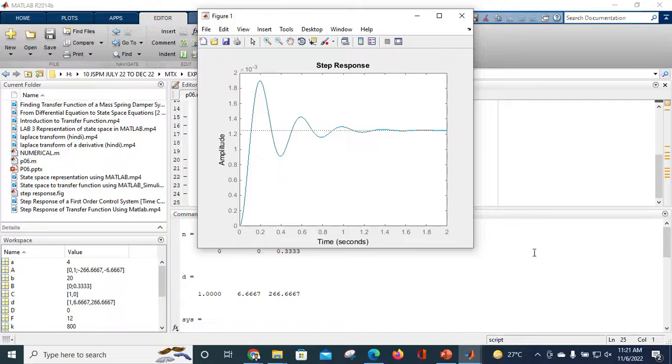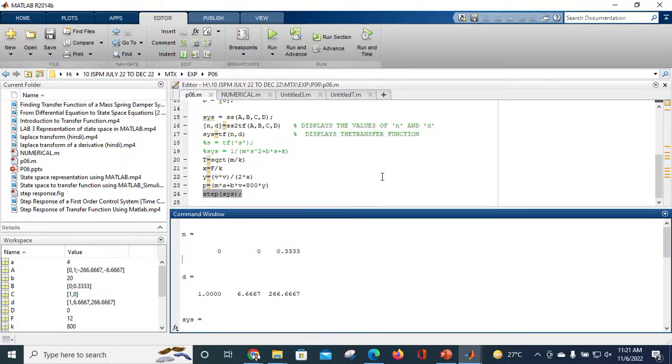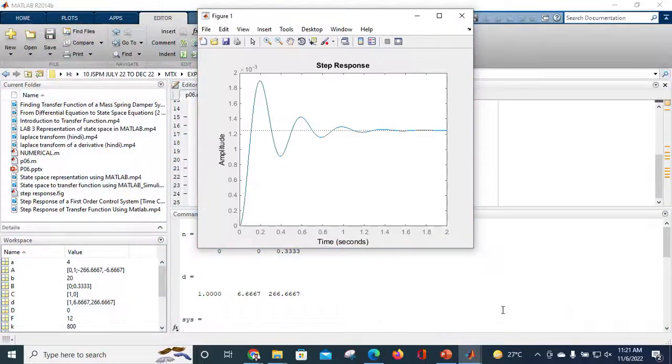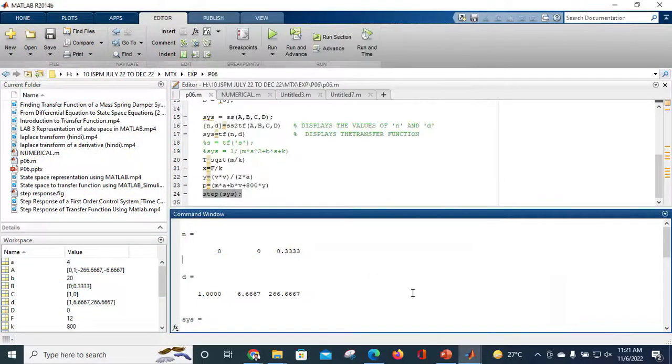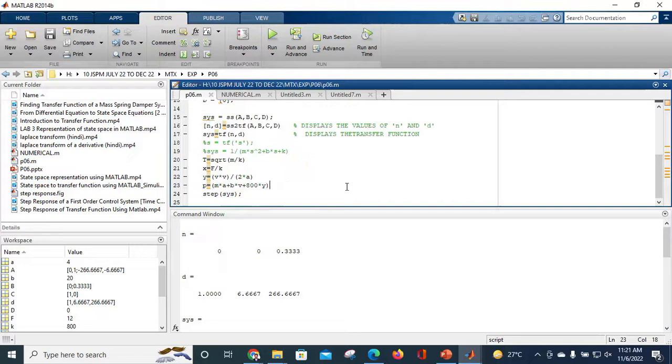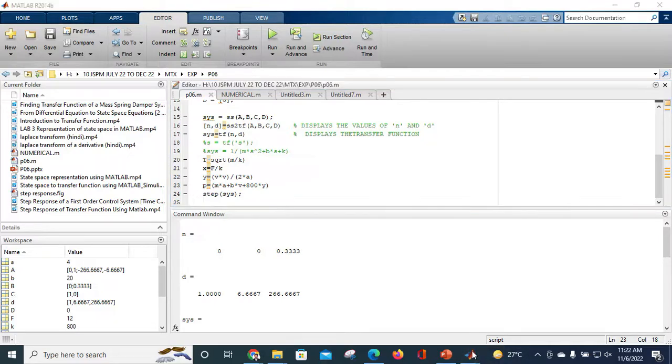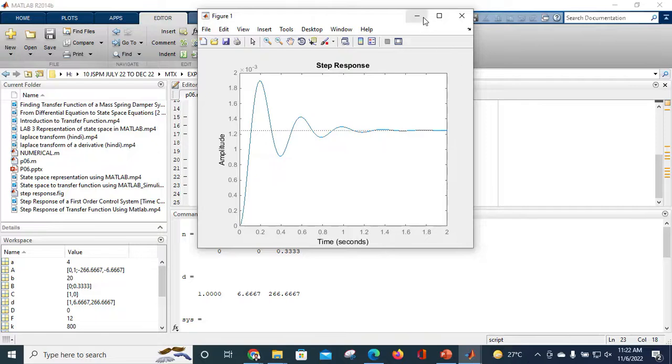What you have to do: the theory part I have given. You have to print out and attach the printout of the calculation part, and this is your task. This screenshot and this screenshot you have to attach, and this practical will be over. In this way we have completed this very simple experiment. You should get some idea of what the transfer function is, what the state space equation model is, and how to find the step response. This much is sufficient from the practical point of view.